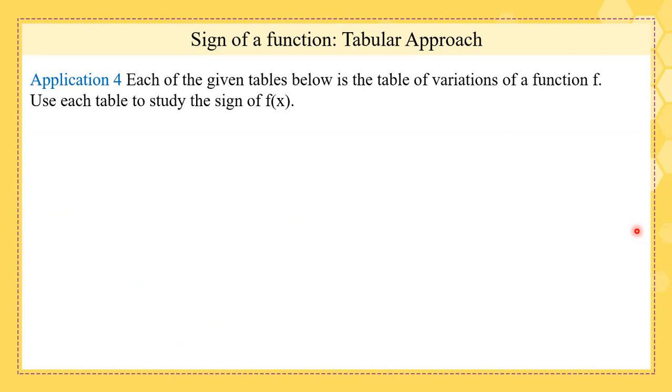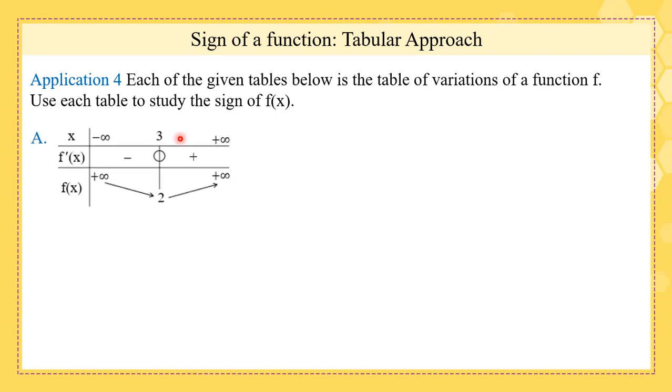Now let's take another example. Each of the given tables below is the table of variations of a function f. Use each table to study the sign of f of x. This is a table and we need to study the sign of f of x. Now try to take your time. It's an easy part, pay attention.